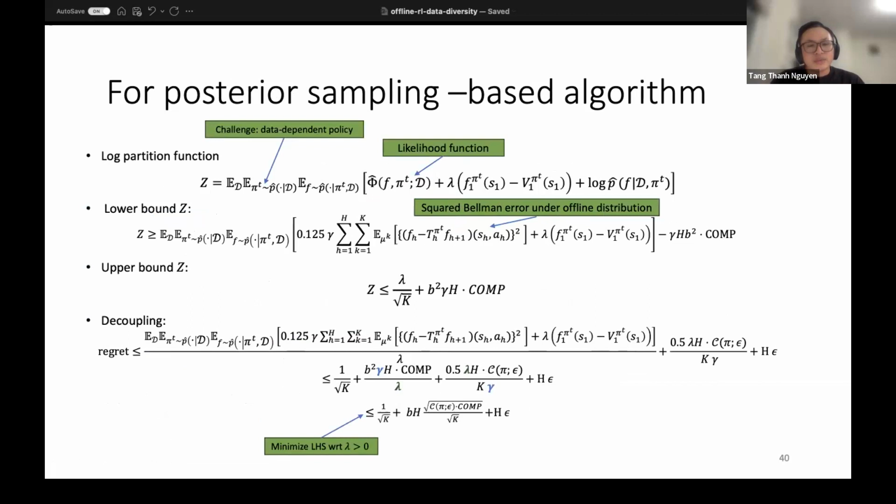The posterior sampling is a little bit more complicated, though the general flow is similar. But basically, the gist here is about the log partition function, which is basically the expectation of this term. So the first one is the likelihood function.